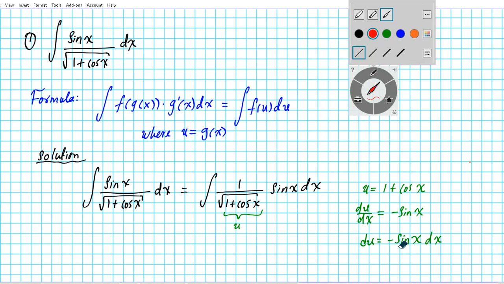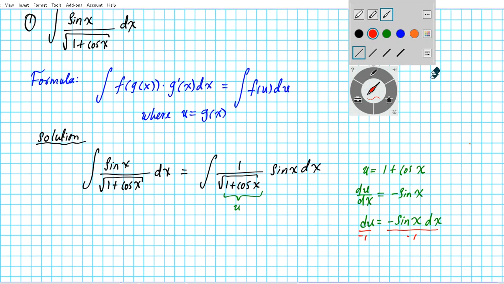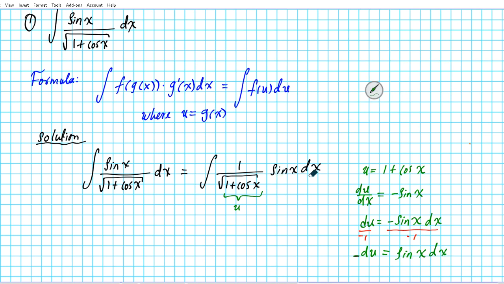To fix that problem, we're going to divide both sides by negative 1. What's that going to give us? We're going to have negative du equals sine x dx. Now we have a perfect match. You see sine x dx matches perfectly with sine x dx here.